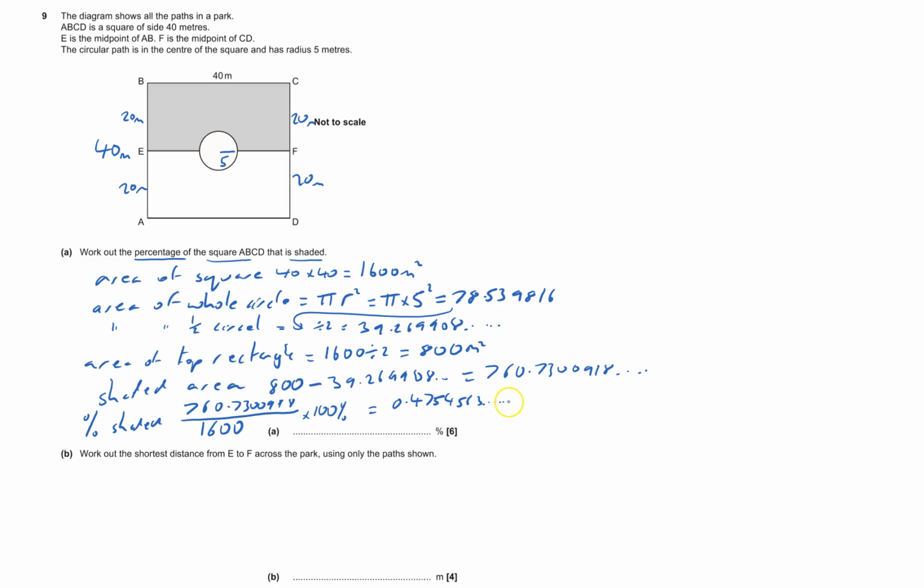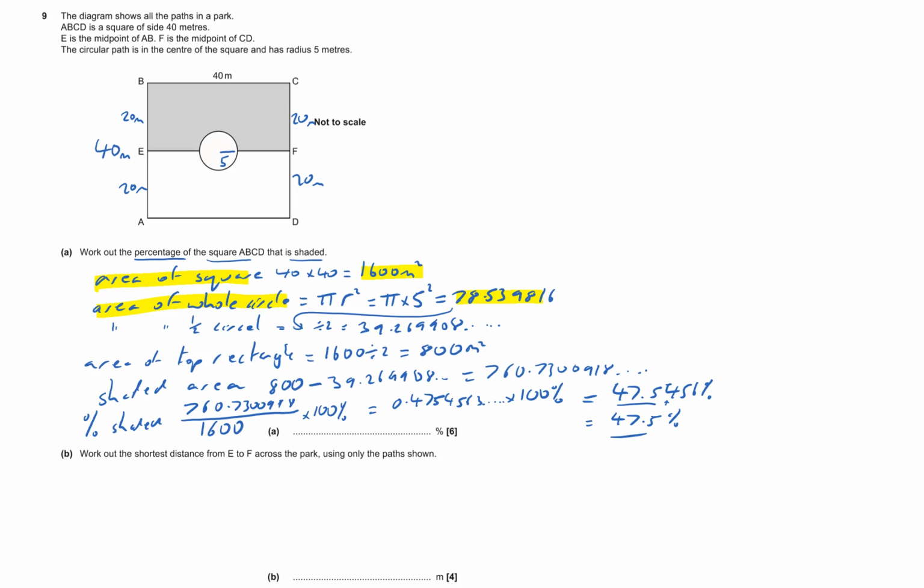0.475456 times by 100%, and that equals 47.5456%, which approximately equals 47.5%, because the next numbers are 4. I don't round up. So quite a long way, but the key thing is you got 1 mark just for working out the area of the square. You got another mark for working out the area of the whole circle. So if you make a start on these things, very often marks will accrue.